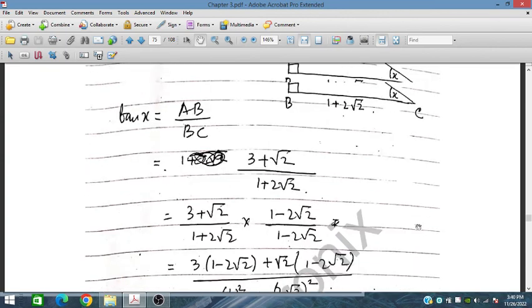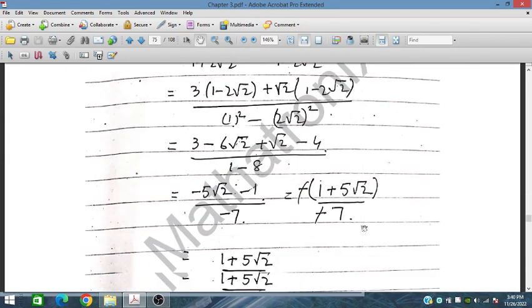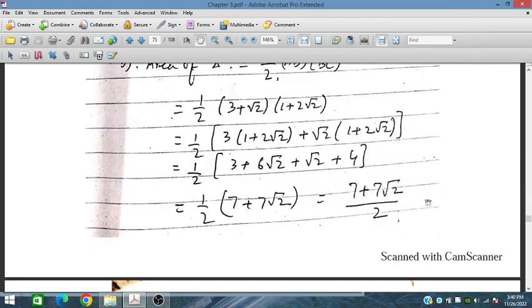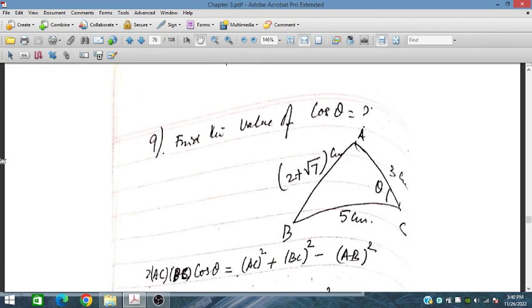If it is given in centimeters, then it is centimeter square. If it is not given, then we should write it in unit square. If it is given in inches, then inches square.